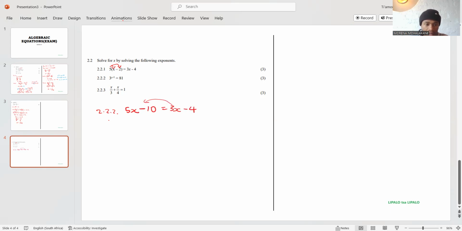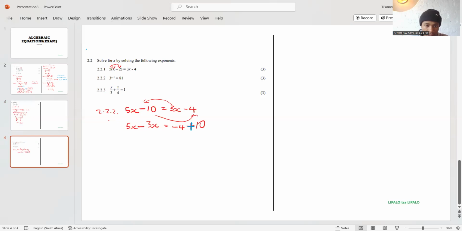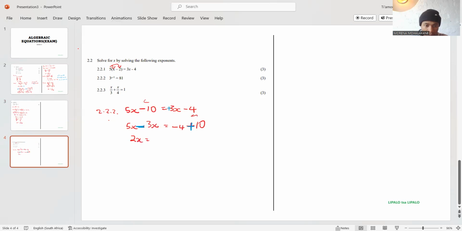I take the 3x that side. So it's 5x minus 3x. The 10 goes the other side. So it's going to be negative 4 plus 10. See, it changes sign. Please look at the signs. The signs are very important. It was a positive here, now it's a negative. It was a negative, now it's a positive. So you have 2x being equal to 6, divided by 2, divided by 2. X is going to be equal to 3.